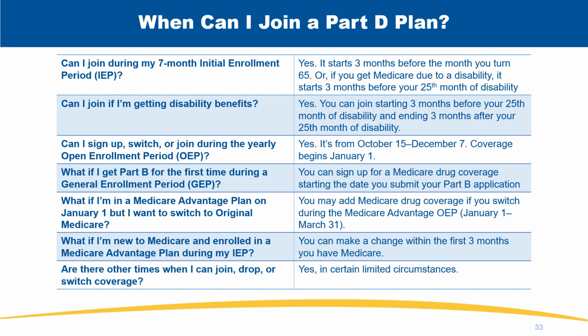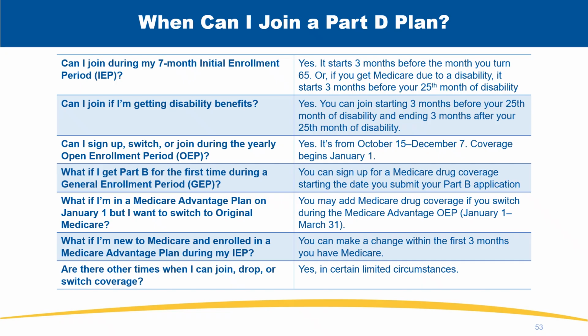When can I join a Part D plan? Can I join during my 7-month initial enrollment period? Yes, it starts 3 months before the month you turn 65, or if you get Medicare due to a disability, it starts 3 months before your 25th month of disability. Can I join if I'm getting disability benefits? Yes, you can join starting 3 months before your 25th month of disability and ending 3 months after your 25th month of disability.